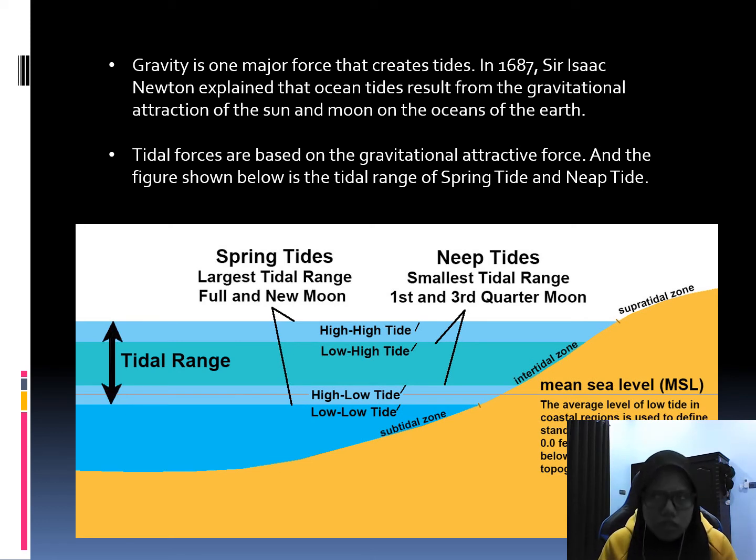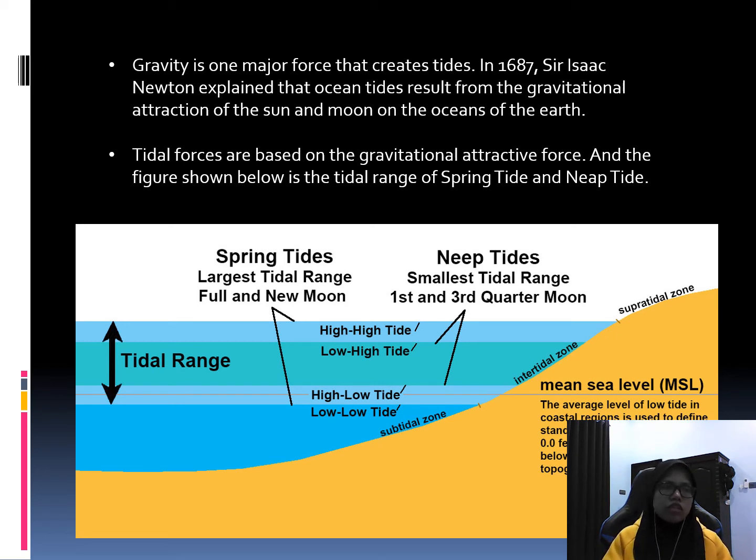In addition, gravity is one major force that creates tides. So back in 1687, Sir Isaac Newton explained that ocean tides result from the gravitational attraction of the Sun and Moon on the ocean of the Earth. So tidal forces are based on the gravitational attractive force, and the figure shown below is the different tidal range of spring tides and neap tides.